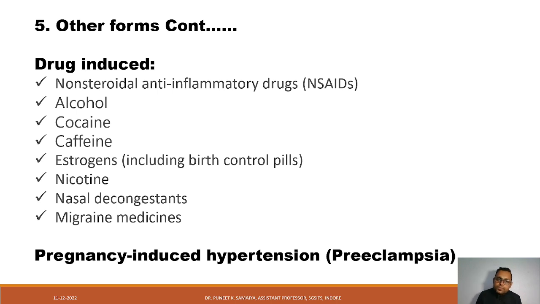And then drug induced hypertension. Some drugs are known to cause hypertension, like non-steroidal anti-inflammatory drugs, alcohol intake, cocaine, caffeine, estrogens, which are included in birth pills, nicotine like tobacco, and nasal decongestants, the drugs which we put in the nose of children or adults, that also cause an increase in blood pressure. Migraine medicines are also responsible. And the last one is pregnancy induced hypertension, known as preeclampsia. During the pregnancy of females, this type of hypertension occurs, and it is known as preeclampsia.